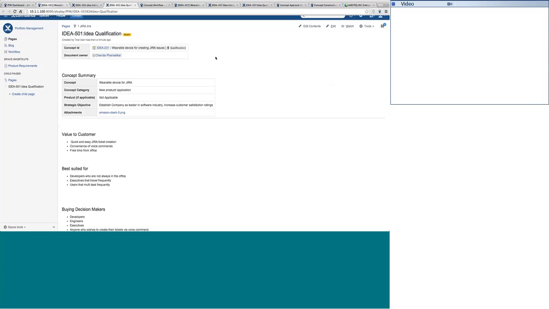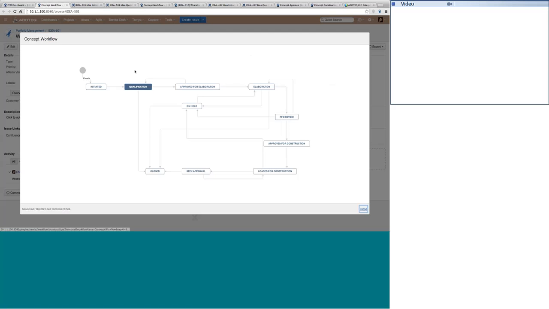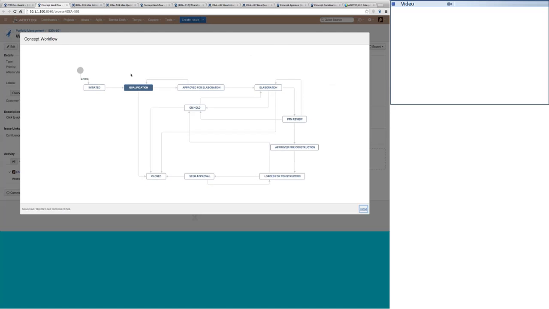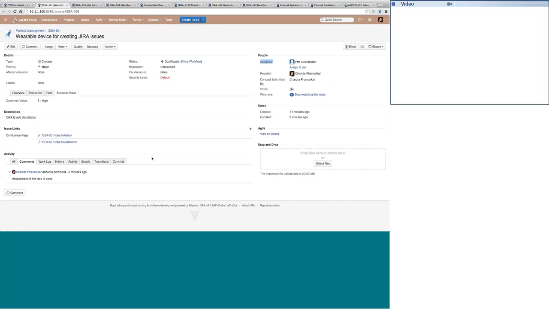Now this particular idea has got assigned to the PFM coordinator. So we think that your PFM coordinator is kind of a gatekeeper for all the ideas that are flowing in your organization, and he or she is responsible to take care of the ideas that are being initiated and getting qualified, and they have to be traversed through the entire workflow. So the accountability of all this lies with the PFM coordinator. I'm sure that your organization can have different designations for this, or maybe a single person or maybe a family.